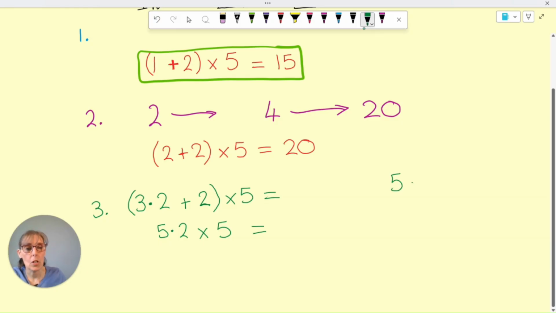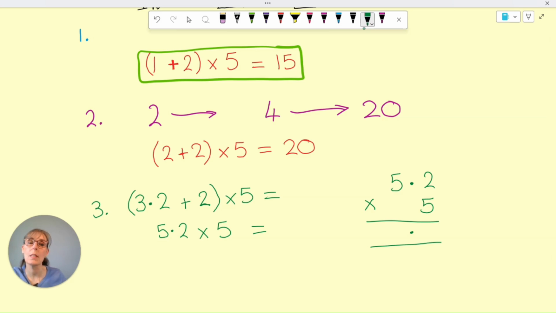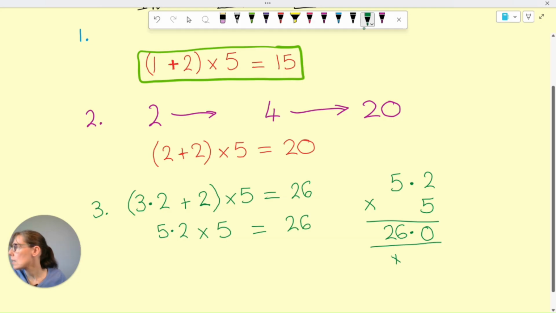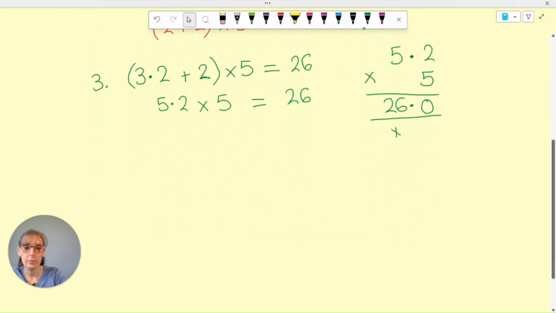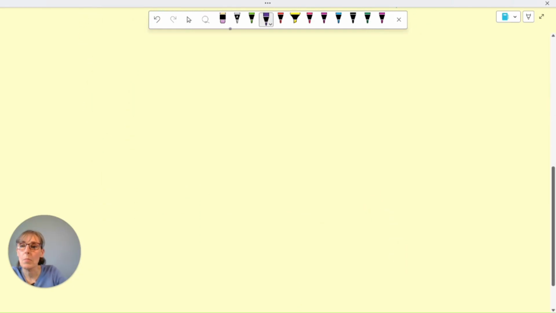Okay, so I'm going to do this. Now, it's okay to multiply by decimals this way when there's only one decimal number, but when you're multiplying a decimal by a decimal, this isn't the strategy to use. 5 times 2 is 10. 5 times 5 is 25, add 1 is 26. So I'm pretty sure the answer to that is 26, yes. Let's carry on going down.